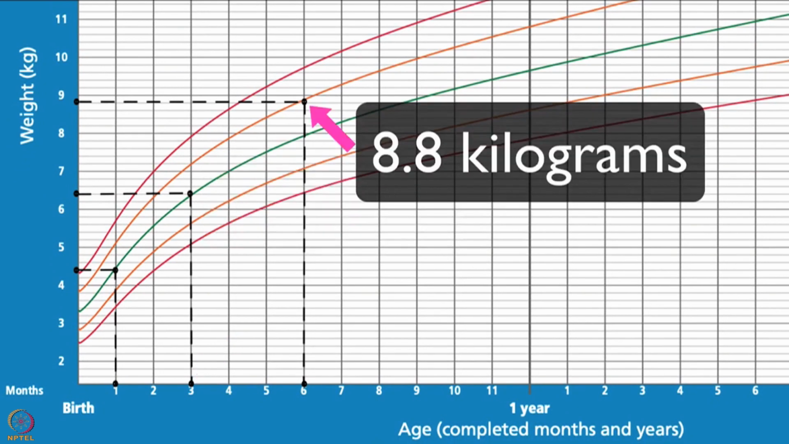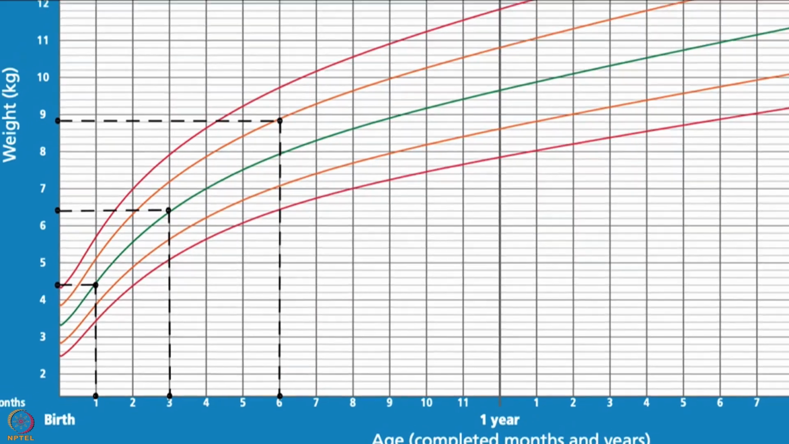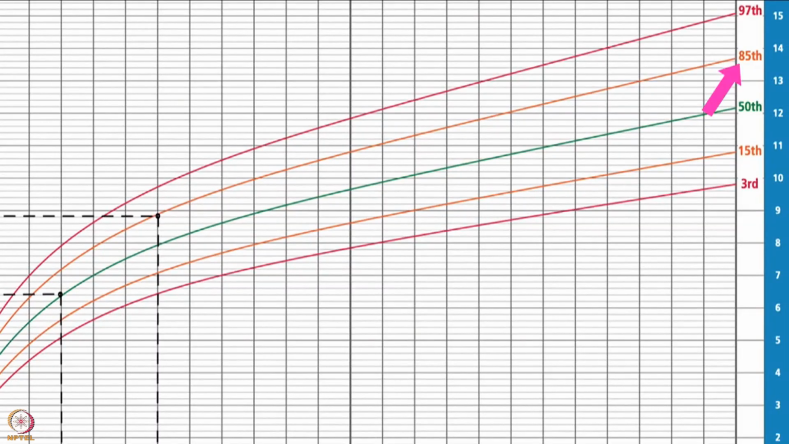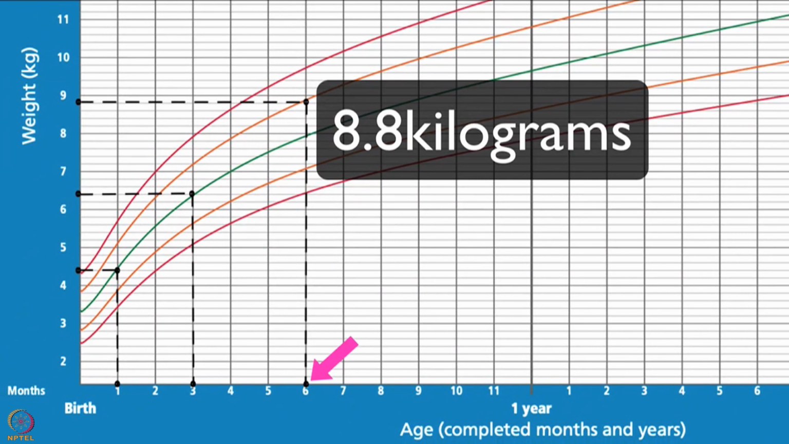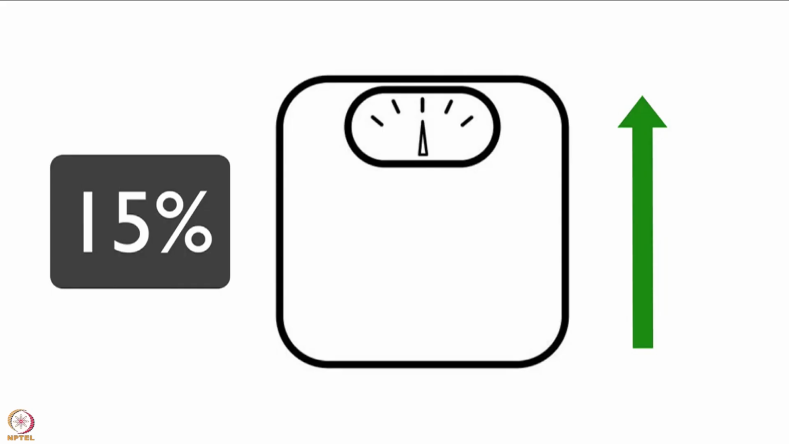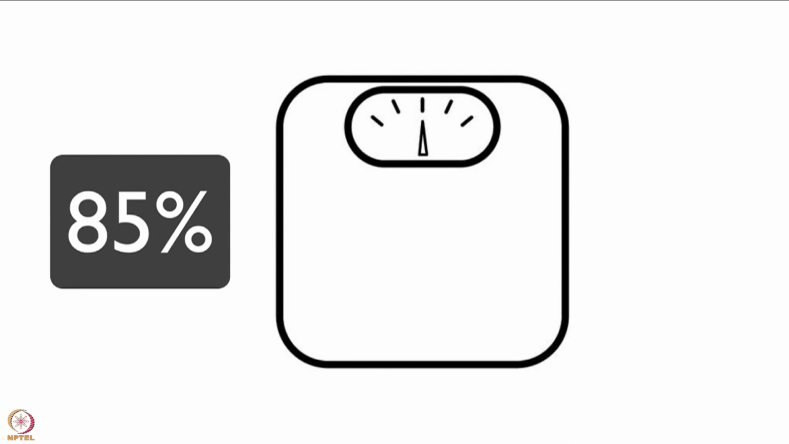He weighed 8.8 kgs at 6 months of age. It is at the 85th percentile line. It means Amit is of above average weight at 6 months of age. It means 15% of children of his age weigh more than him. 85% of children of his age weigh less than him.